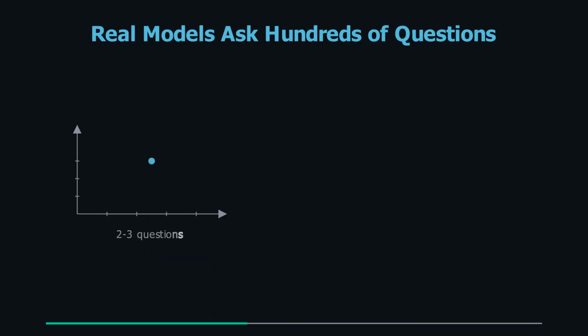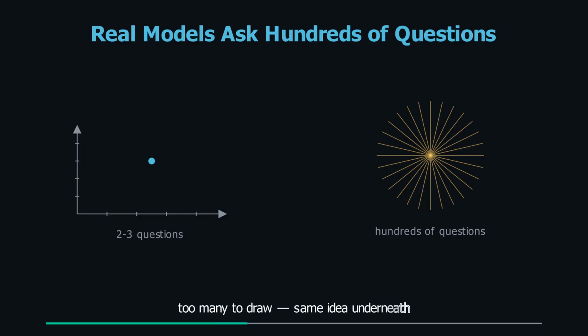We've used 2 or 3 questions to keep things visual. Real embedding models don't stop there. They use hundreds of questions, each one becoming another dimension, another direction in a space we simply can't draw anymore.